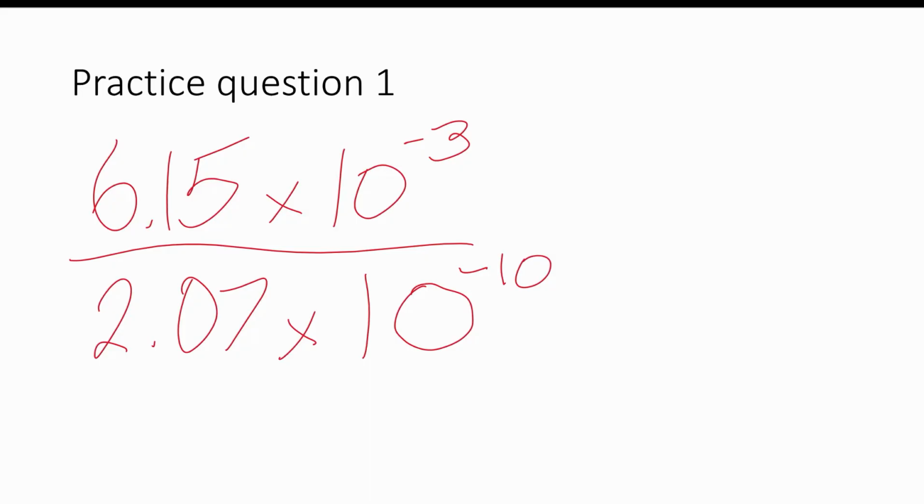6.15 times 10 to the negative 3 divided by 2.07 times 10 to the negative 10. If you know how to do this, you can try it out and you can pause the video. Otherwise, you can keep playing to see how to divide this properly.